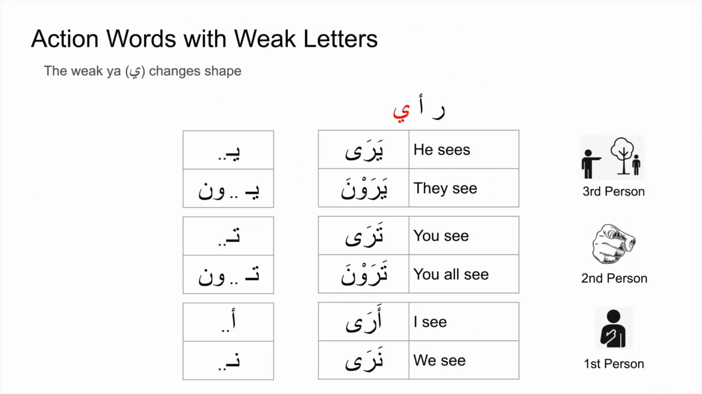Before we continue, one important reminder. In the previous lesson, you saw the past form, ra'a. It means, he saw. Now we're looking at the present forms of the same verb. This root contains a weak ya. Because of that, the ya changes shape in different forms. Now listen to these words.